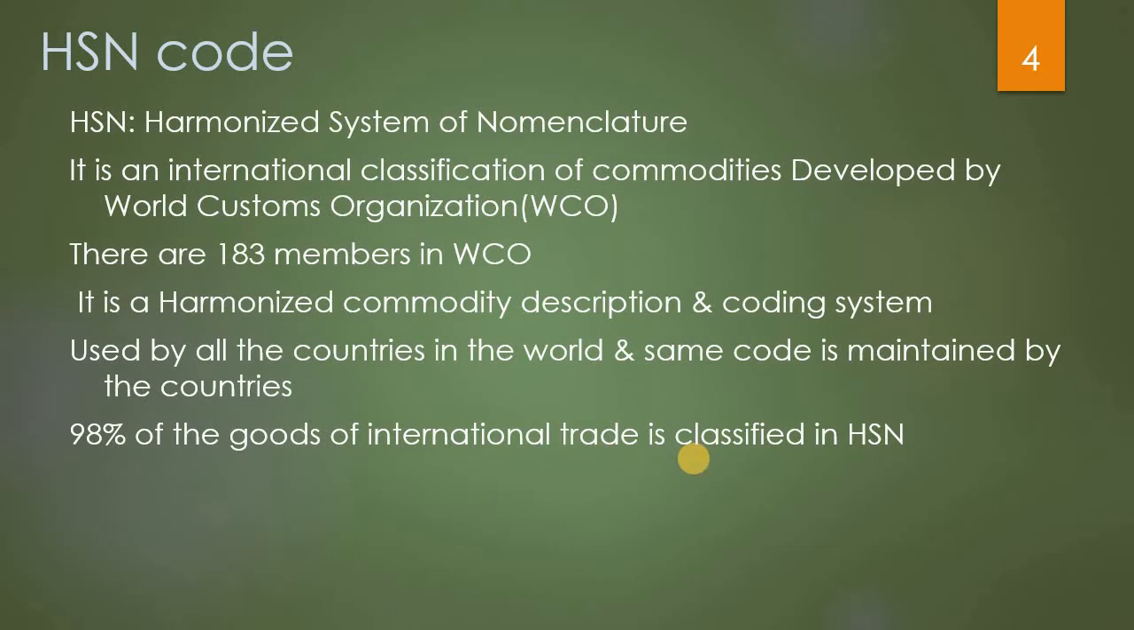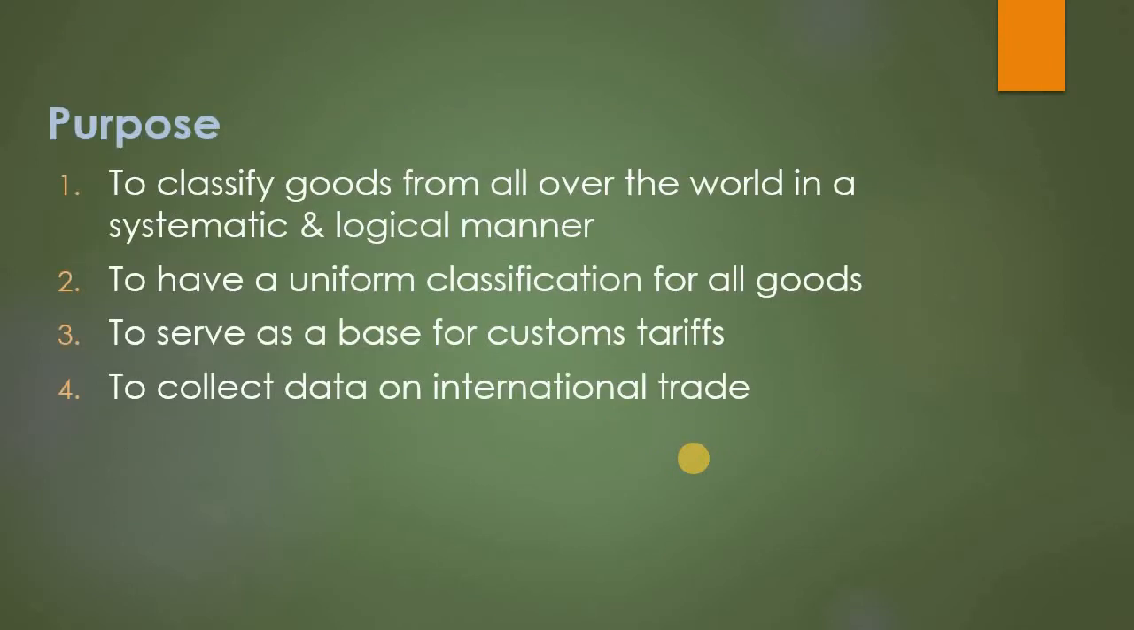Now let us discuss what is the purpose of HSN code. First of all, it is to classify goods from all over the world in a systematic and logical manner. That is the first and fundamental objective of HSN code, to divide the goods in a uniform manner, systematic and logical, so that there is no confusion while trading.